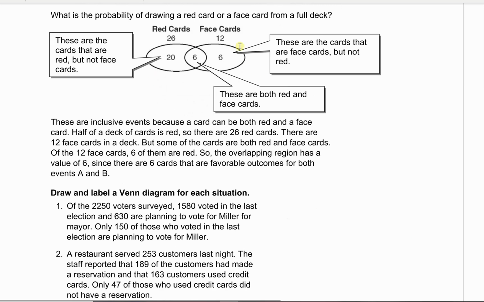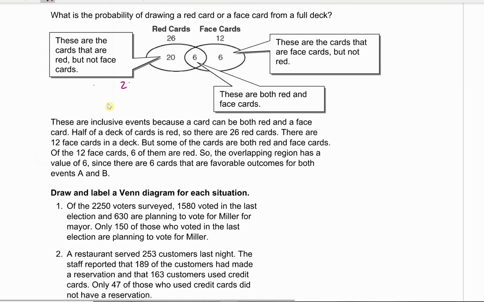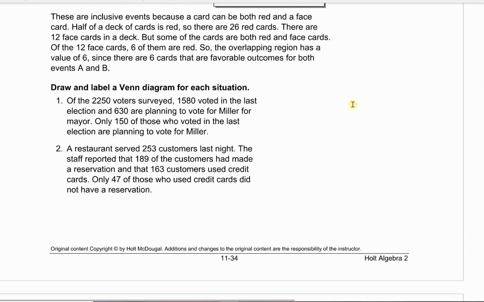So this is where that Venn diagram comes in handy. So you would have 26 out of 52 plus 12 out of 52. But you would have to subtract 6 out of 52. So we're looking at this, we're looking at this, we're looking at that. So let's try to draw a Venn diagram for these situations.